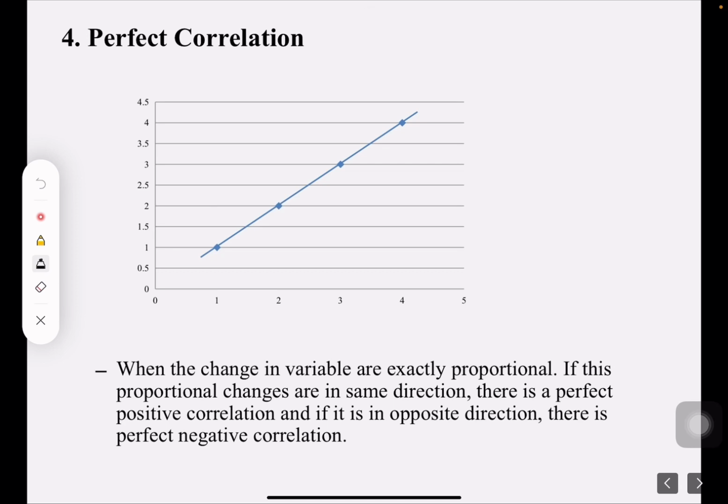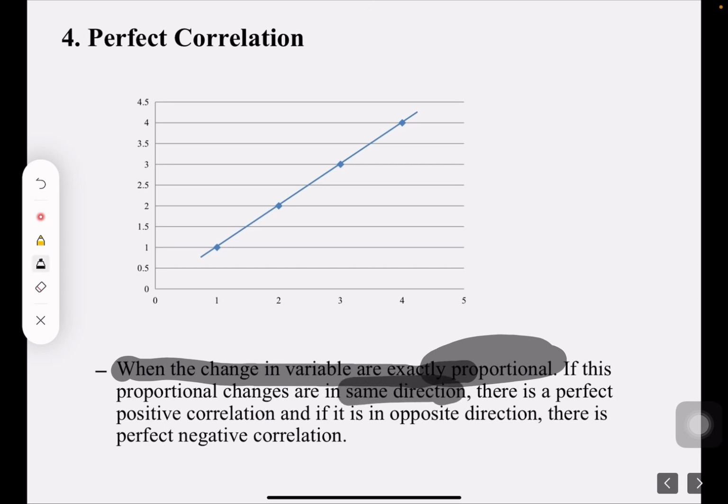So when the changes in the variables are exactly proportional, this is important. If these proportional changes are in the same direction, then it is perfect positive correlation. So to be perfect positive, it has to be in the same direction. And if it is in the opposite direction, that means it is negative correlation.